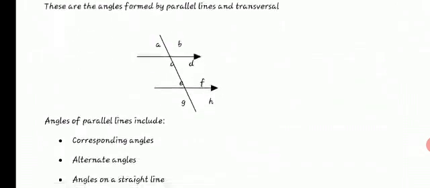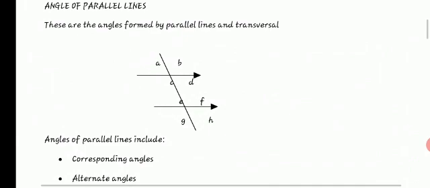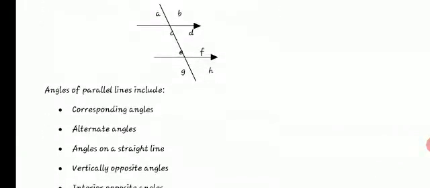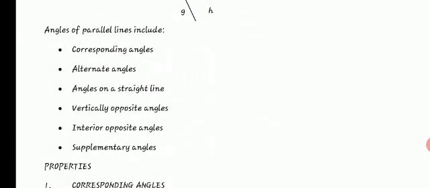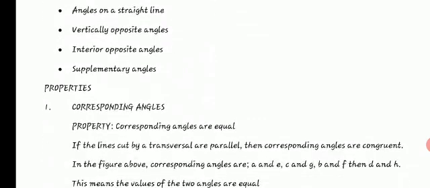The angles formed by parallel lines and the transversal are the angles you are seeing here: angle A, B, C, D, E, F, and G. The angles of parallel lines include the following: corresponding angles, alternate angles, angles on a straight line, vertical opposite angles, interior opposite angles, and supplementary angles. The properties.